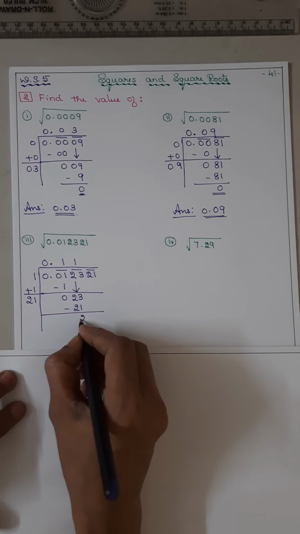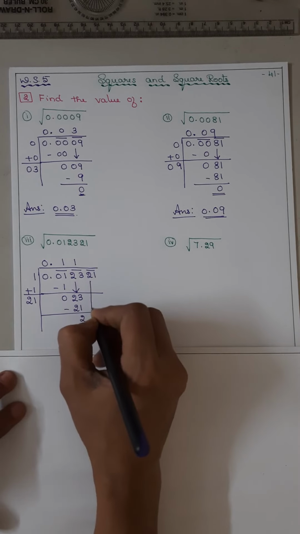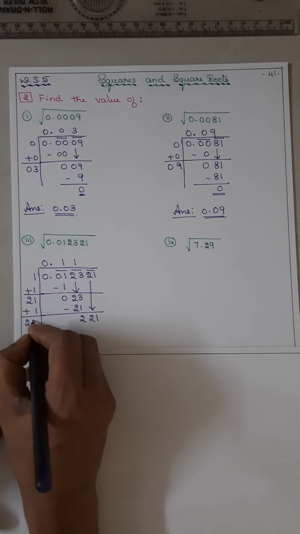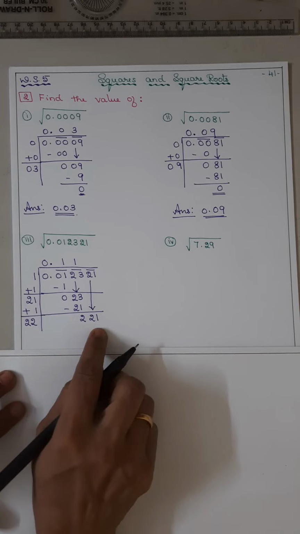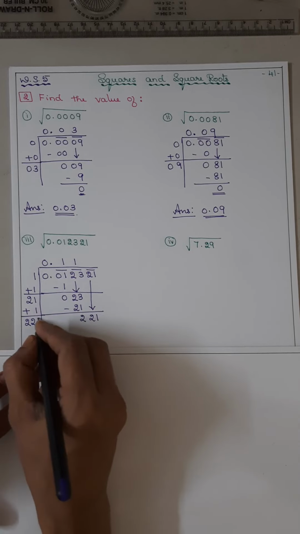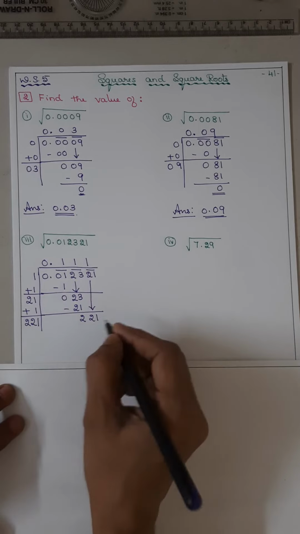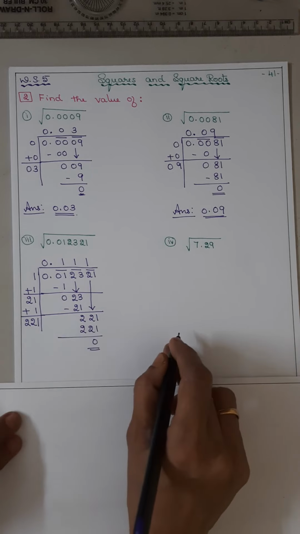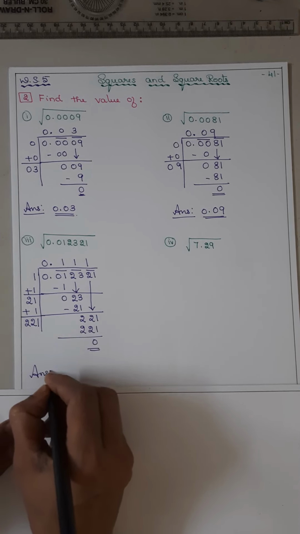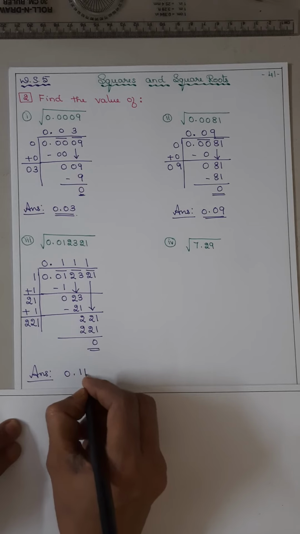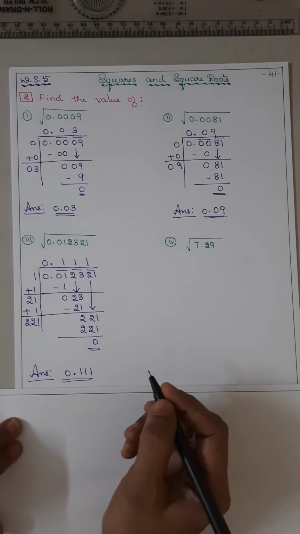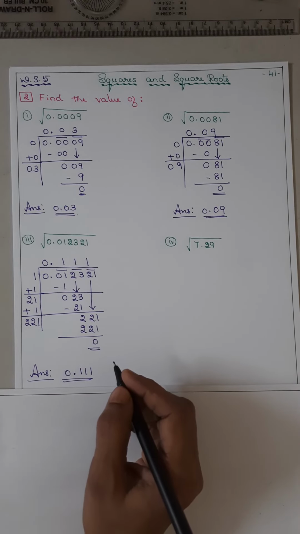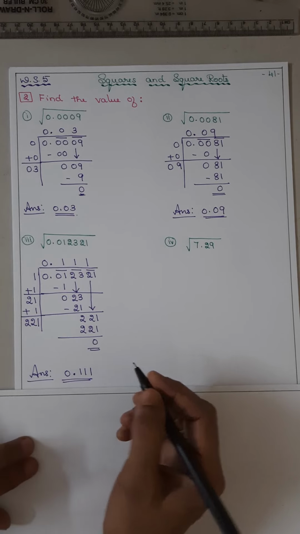Subtract: 3 minus 1, 2. 2 minus 2, 0. Bring 21 down. Add 1, it will be 22. Now 22 and 2 1s are 2, so it is the same, 21. Yes. Answer is 0.111. 111 square is 12321. Remember?